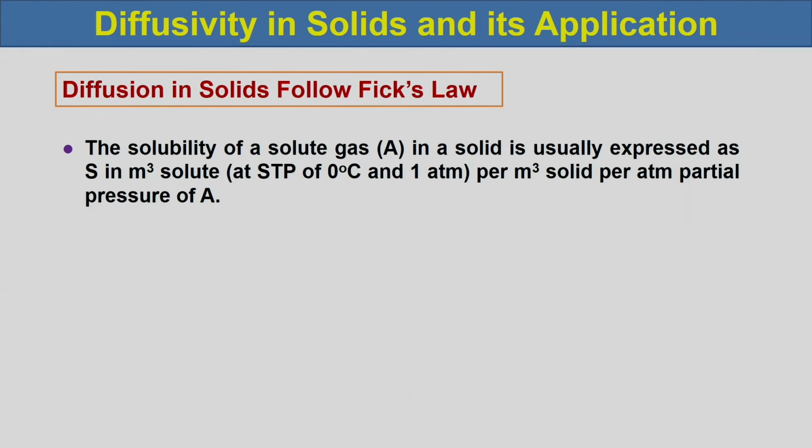So, the solubility term of a solute gas A in a solid is usually expressed as S, in meter cube solute at STP of 0 degree centigrade and 1 atmosphere pressure, per meter cube of solid per atmosphere partial pressure of A. So, S has the unit of centimeter cube STP per atmosphere centimeter cube of solid in the CGS system.